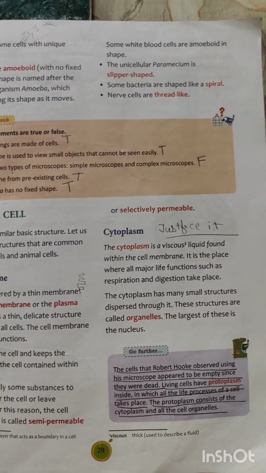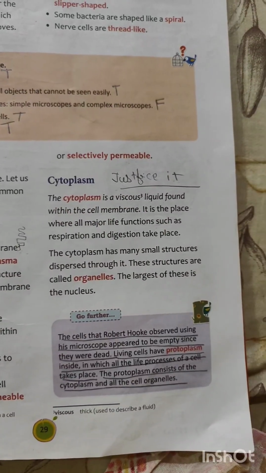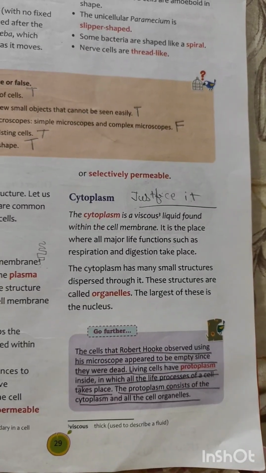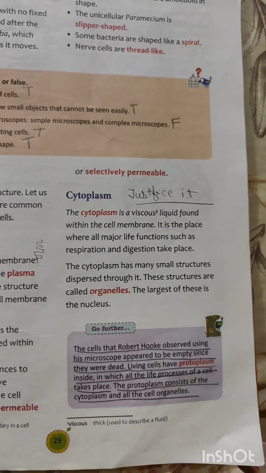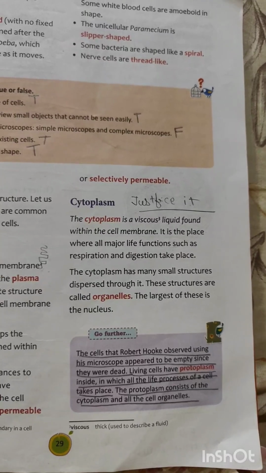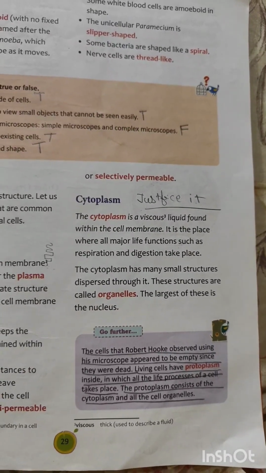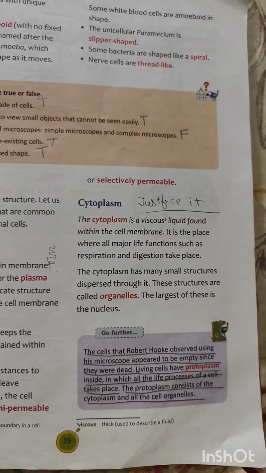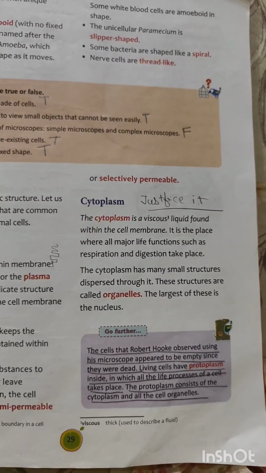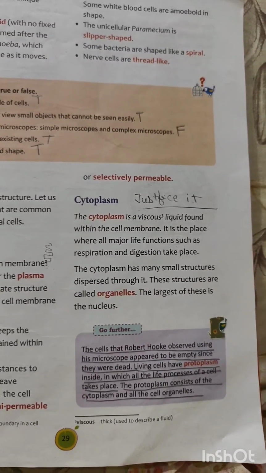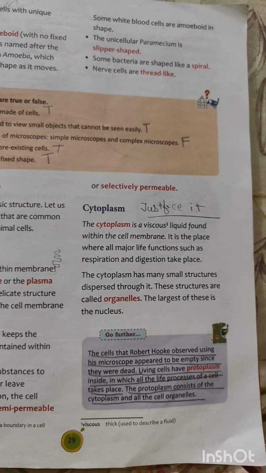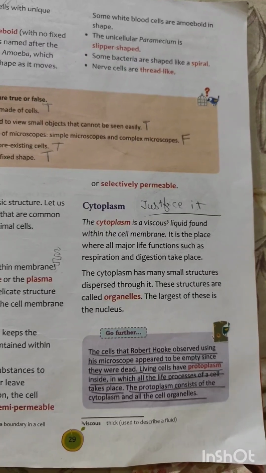Okay. Now, cytoplasm. The cytoplasm is a viscous liquid found within the cell membrane. It is the place where all major life functions such as respiration and digestion take place. The cytoplasm has many small structures dispersed through it. The structures are called organelles. The largest of these is the nucleus.